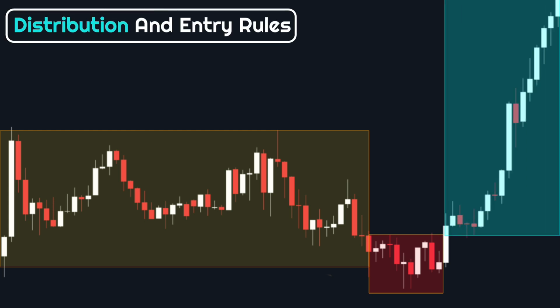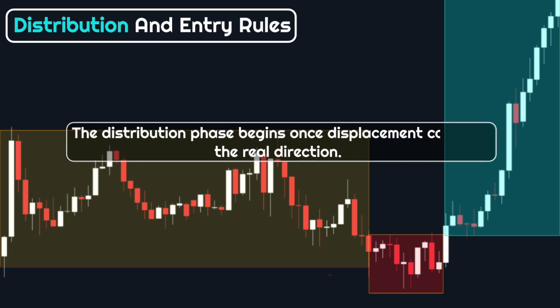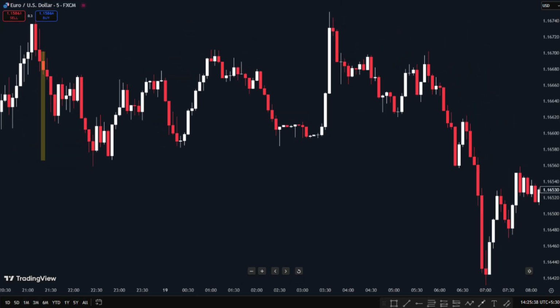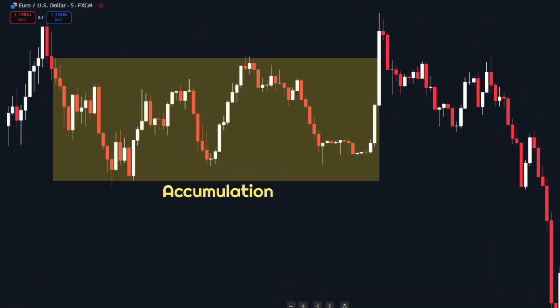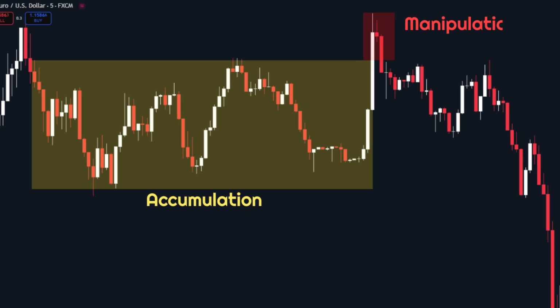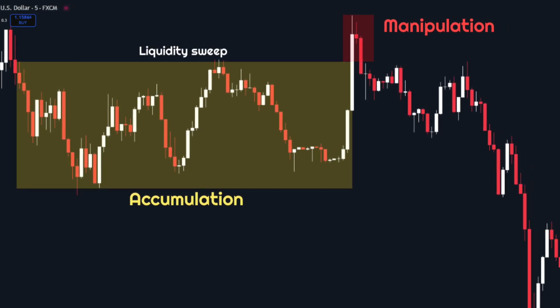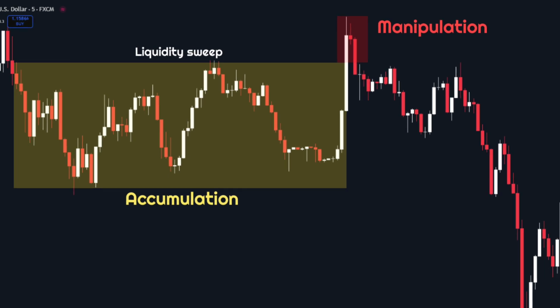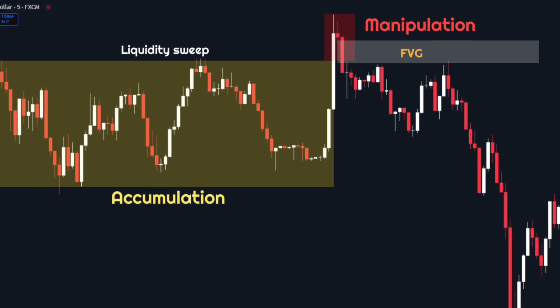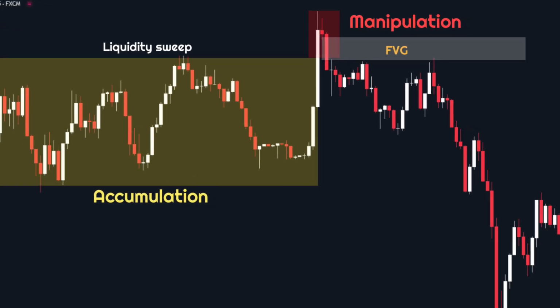Distribution and entry rules. The distribution phase begins once displacement confirms the real direction. Here's how to enter correctly. Identify the accumulation box. Wait for manipulation. Liquidity sweep above or below. Look for strong displacement in the opposite direction. Mark the fair value gap or order block created by that move.